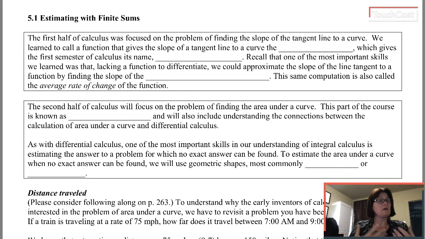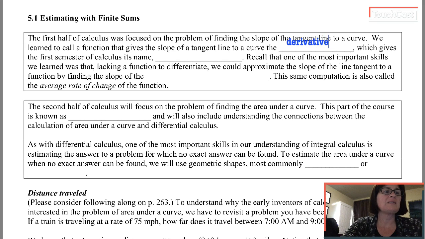First semester calculus is focused on the problem of how to find the slope of a curve, even if the curve isn't linear. We learned to call a function that gives us the slope of a curve the derivative. We said to find a derivative is to differentiate, and we have this name now that we sometimes give to first semester calculus based on those words. We call it differential calculus, the calculus of finding derivatives and then using them in whatever useful ways you might use derivatives.